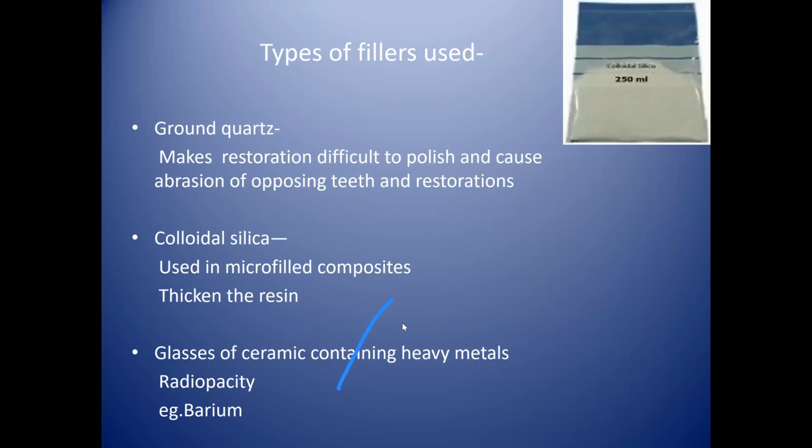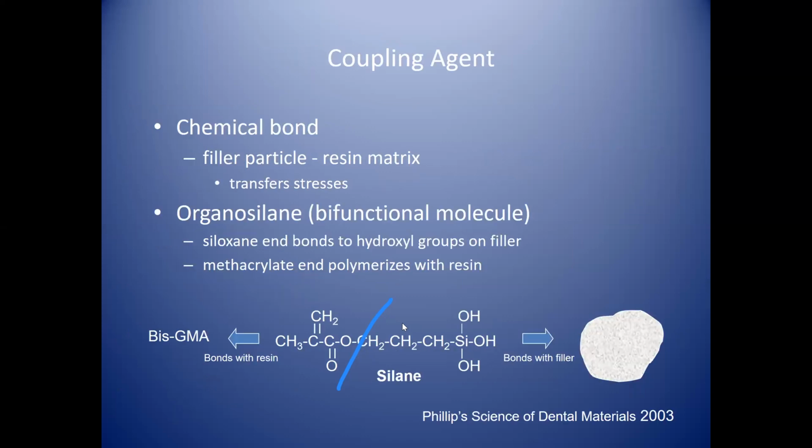Types of fillers used: ground quartz, colloidal silica, and glass are the main types of fillers used. Coupling agent is what binds the resin matrix to the fillers. Chemically, it transfers the stress between all the materials and keeps them in a single phase. Organosilane is the bifunctional molecule which binds the filler to the resin matrix. It has a siloxane and a methacrylate end, where the siloxane end bonds to the hydroxyl group on fillers and the methacrylate end polymerizes with resin.